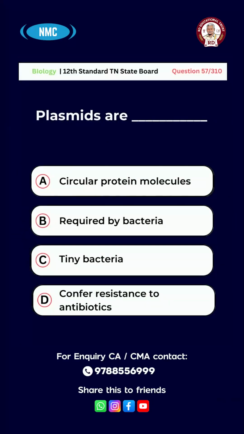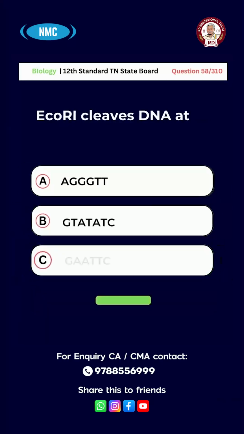Question number 57. Plasmids are: A. Circular protein molecules. B. Required by bacteria. C. Tiny bacteria. D. Confer resistance to antibiotics. The answer is option D, confer resistance to antibiotics.